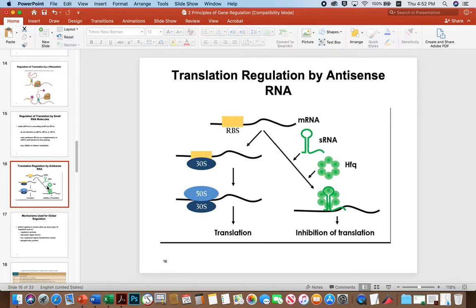Over on the right, however, the small RNA is made, and the protein Hfq associates with it, and that complex can then bind to a transcript and block the ribosome binding site, or Shine-Dalgarno, to inhibit translation.